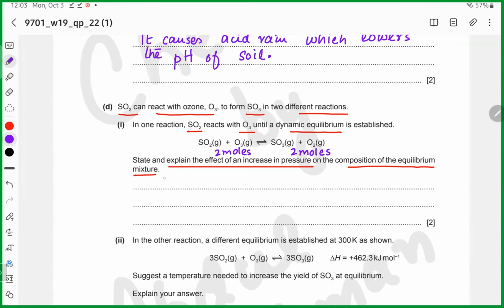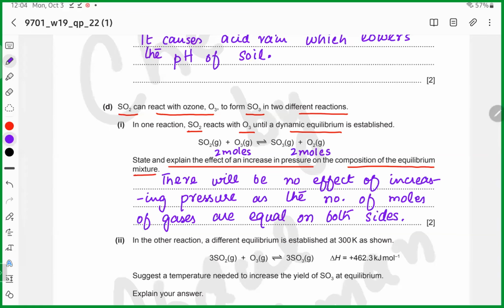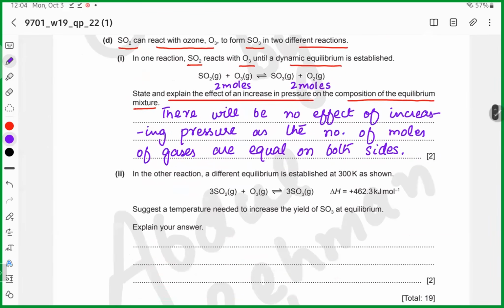So we can write that there will be no effect of increasing pressure as the number of moles of gases are equal on both sides. Is this clear? Yes, sir. Okay.